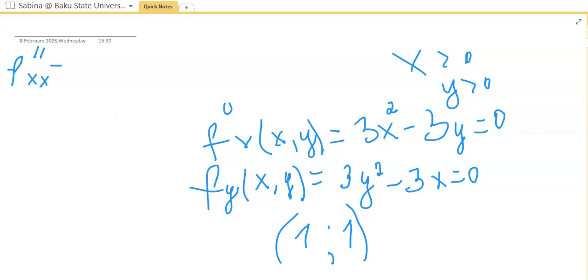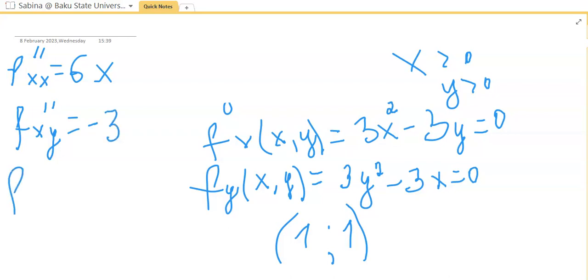Let's find the second derivative of this function with respect to x. The derivative of 3x squared with respect to x will be 6x, and the derivative of the first derivative with respect to y, I mean the mixed second derivative, will be negative 3, and the derivative of the first derivative of the function with respect to y will just be 6y.